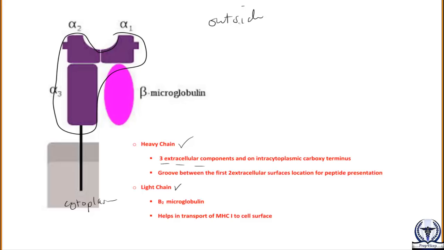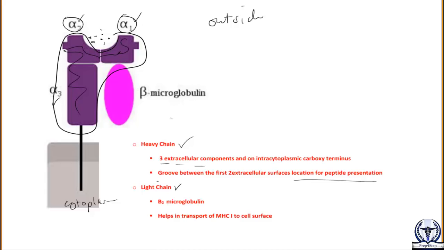Okay, so the outside of the cell, or the extracellular, has 3 different components: A1, A2, and A3, and basically these are peptides. So inside would look something like that. They're just a strand of peptides. Okay, it's a protein, and the groove between the first 2 extracellular surfaces is the location for peptide presentation. So between alpha 1 and alpha 2 subunits, the extracellular subunits between the first 2, which is these 2 guys, this groove is where the peptides are presented to the cytotoxic T cells.